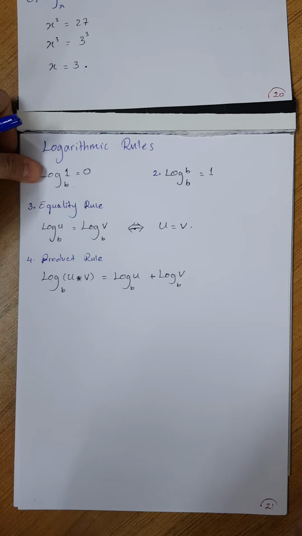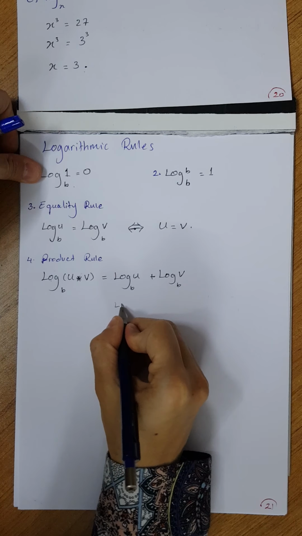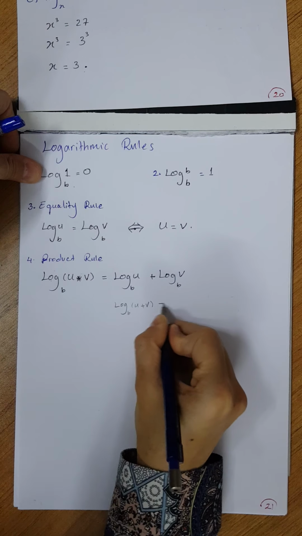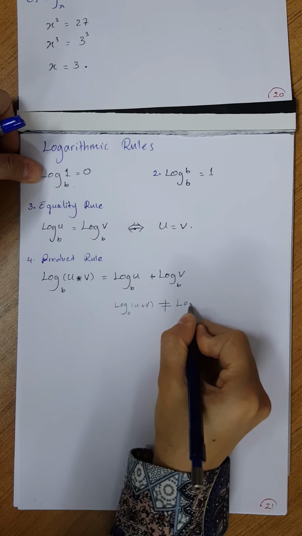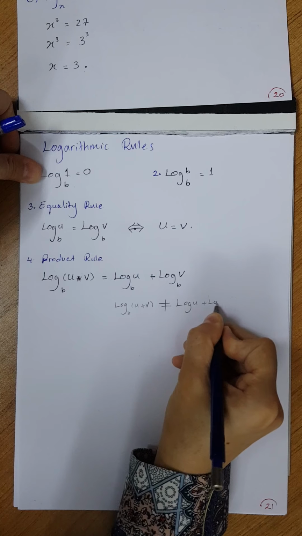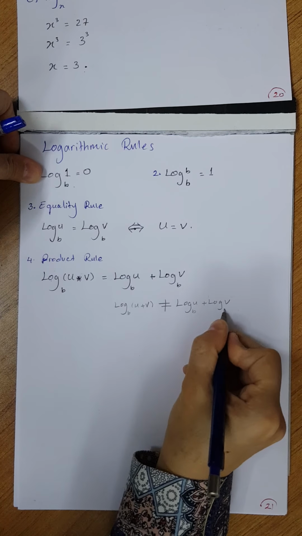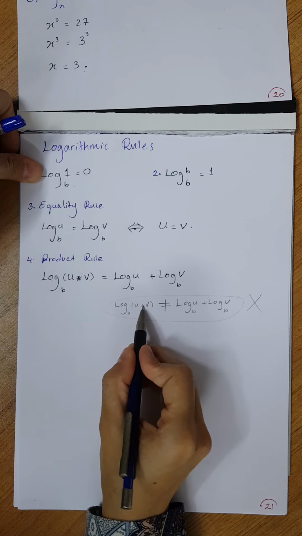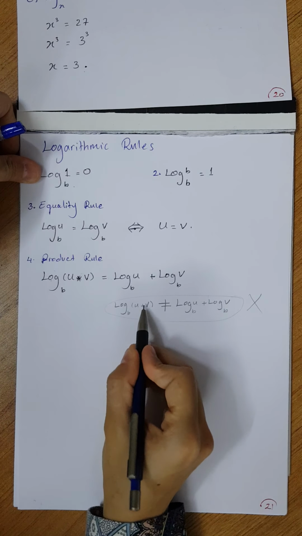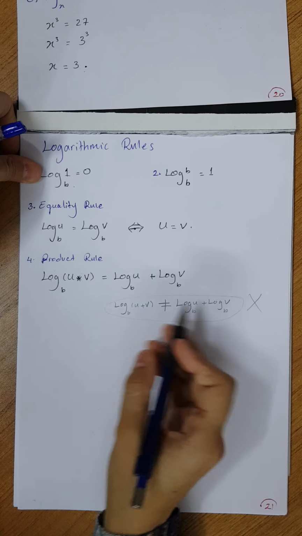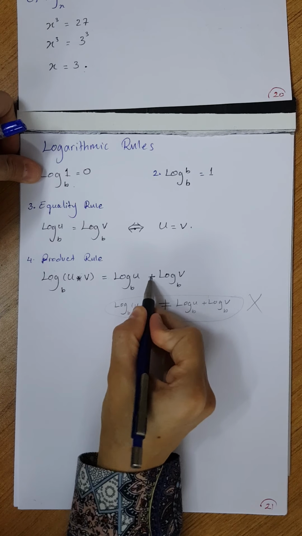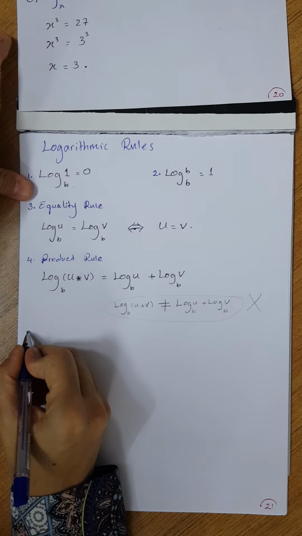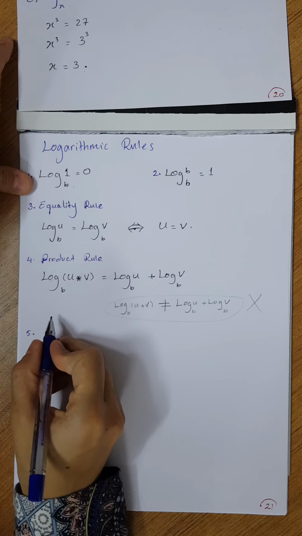But please, I do not have this one. Students always make this mistake. Logarithm of u plus v is never equal to logarithm of u plus logarithm of v. That is always wrong. I have nothing in logarithm that changes addition to something else, but I have something that changes multiplication to addition.